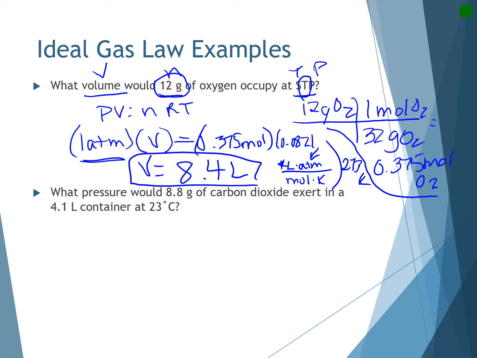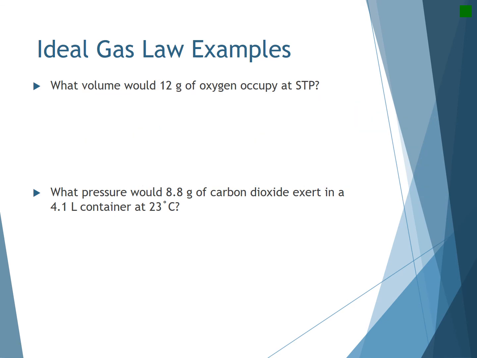So the next one, I'm going to clear this so I can write all over it. Okay, so what pressure, so I'm asking for P, would 8.8 grams of carbon dioxide exert in 4.1 liters, so that'd be my V, of this container. Remember whenever you see grams, write N for the gas laws. So this is T. So looking at my variables, I have 1P, 1N, 1V, 1T. So this is going to be the ideal gas law. So first thing I know I'm going to use PV equals nRT.